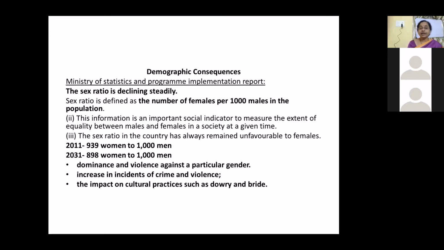A particular gender, the gender whose number is declining, will have to face the dominance and violence from the majority of the other gender. They resort to a kind of dominant role, because even in a family scenario, students, we might have noticed, suppose there are 4 people in the family and they are having a debate or argument on an issue, 3 people are supporting it and 1 person is opposing.